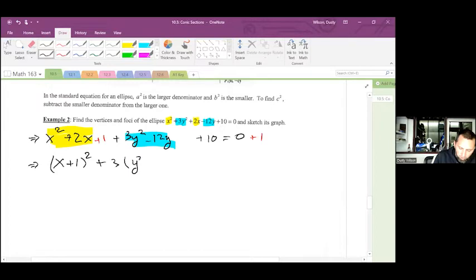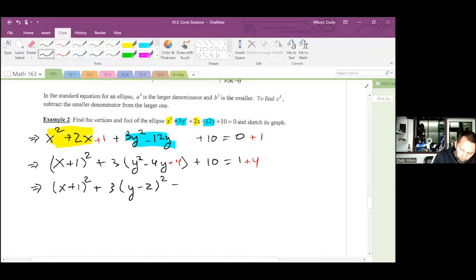And I'm left with y squared minus 4y. Again, I leave a little blank. Plus 10 equals 1. To complete the square for the y, it looks like I need to take the -4, divide by 2, -2, and square it. So I could add 4 to both sides. And this gives me x plus 1 quantity squared plus 3 y minus 2 quantity squared.